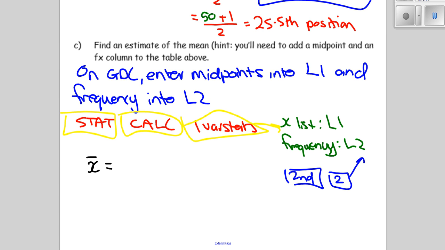Stat calc, 1 bar stats. X list, tell it it's L1. Tell it our frequencies are in L2. It's 201.2. Yay! We have confirmed 201.2. Exactly, and that's an exact answer.